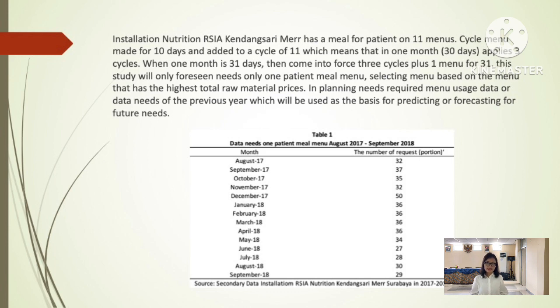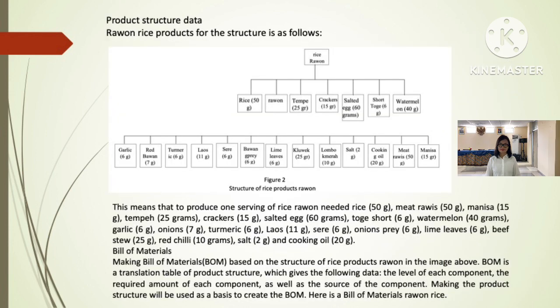In planning needs, menu usage data or needs data from the previous year is required, which will be used as the basis for predicting or forecasting the needs. This is product structure data. The rawon rice product structure is as follows.